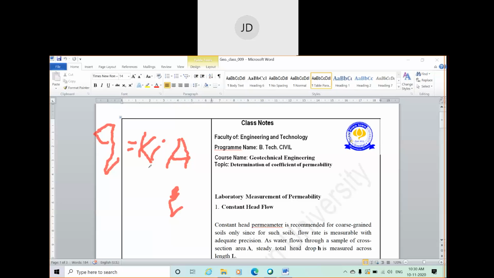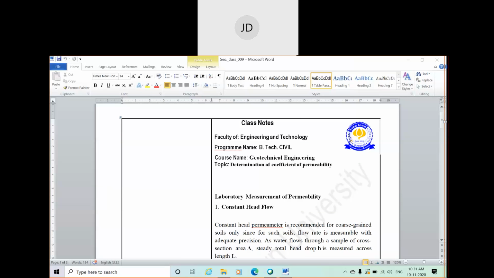So Q is equal to KIA, where K is your coefficient of permeability. Today in this class, we are going to find out how to determine K, the value of the coefficient of permeability, in the laboratory. We have two laboratory tests that we are going to discuss today for determination of the coefficient of permeability.